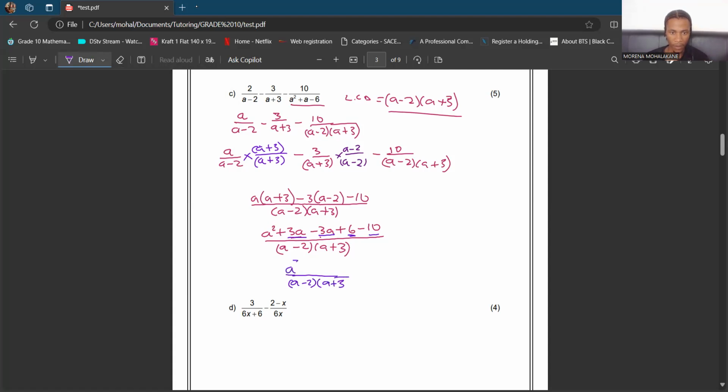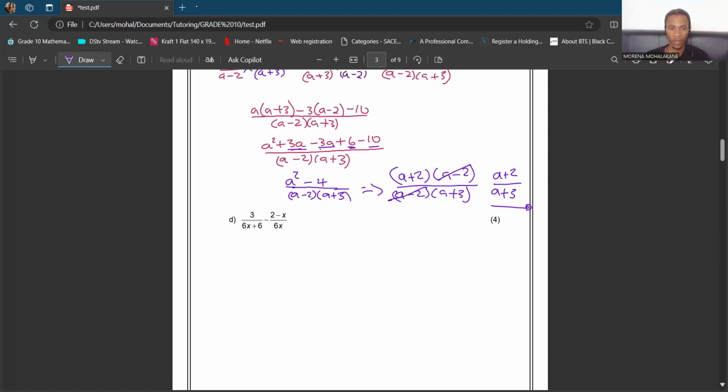So I have a squared minus 4. It's a difference of two squares, right? So I'm going to say a plus 2, a minus 2 all over a minus 2, a plus 3. The a minus 2 cancels the a minus 2. So my answer is going to be a plus 2 all over a plus 3. Remember, the a's don't cancel out. This is the final answer.